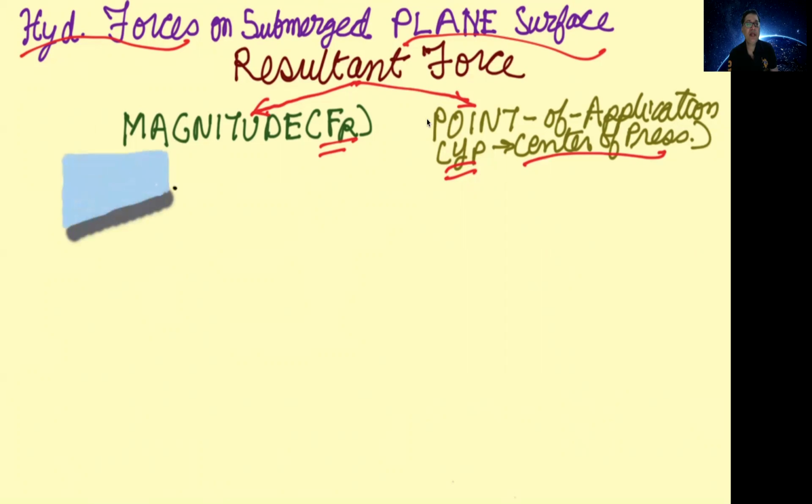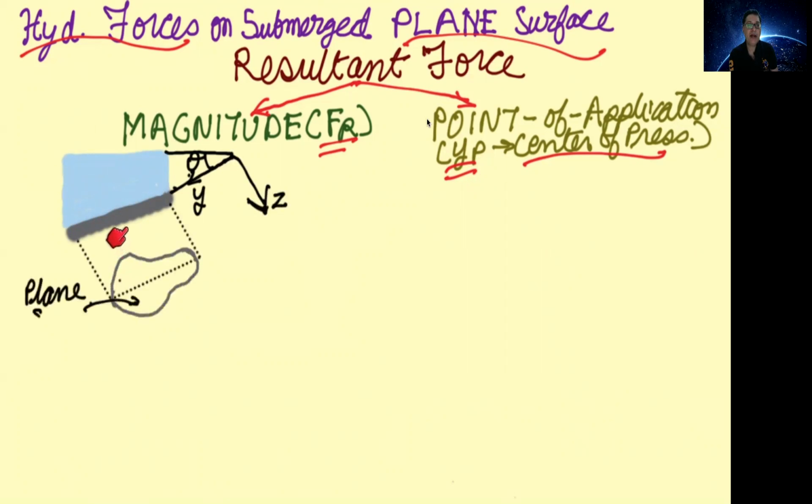So let us suppose you have an inclined plate. This is your inclined plate, shown in the YZ plane, and the plate in the XY plane is shown here. Perpendicular to this plane is the X direction and this is the Y direction. So two different views are shown. This is like a front view and this is like a top view of the inclined plate. So we are considering an inclined plane surface.